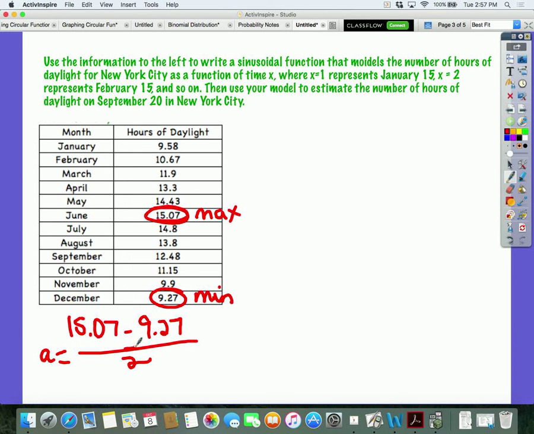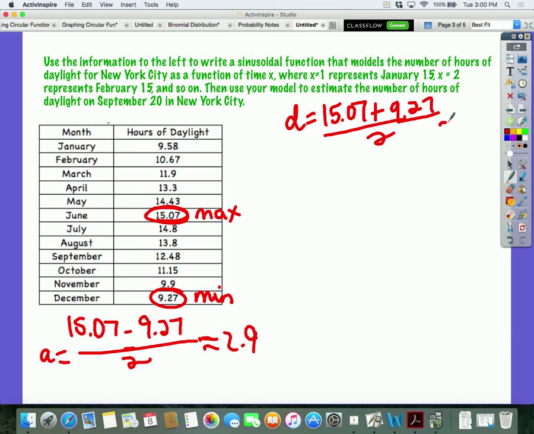So we're going to do that real quick. So about 2.9. So then, there's our A. We can take the same numbers, add them together, divide by 2 to find our vertical shift. And that is 0.17. Confirmation? Yes. All right. So we have A and D, halfway there.